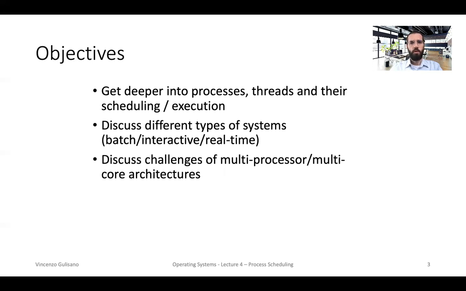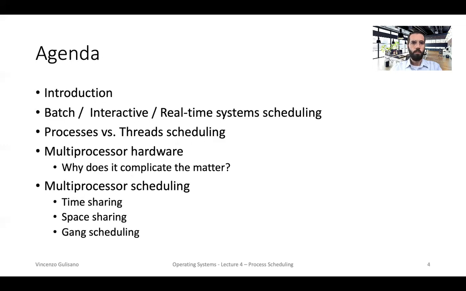We will look at different types of systems, namely batch system, interactive system, and real-time systems. And let me say right now that you can take entire dedicated courses about real-time systems. So I'm not going to go too much into details here. It's just an overview of them. And then we will also discuss challenges when it comes to scheduling in relation with multiprocessor, multi-core architectures. And let's start with the introduction.